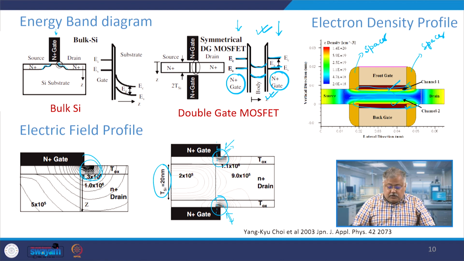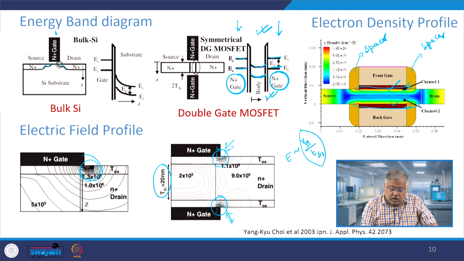Why? Because the electric field, to first order, will be the applied gate voltage divided by T silicon. So, when your T silicon is very small, even if your gate voltage is relatively small, the electric field value will be relatively very large. When this is very large, volume inversion can happen, and the whole volume will be inverted, but the edges will remain the same, right, and the current increases drastically in that case. So, this is the symmetrical DG MOSFET.